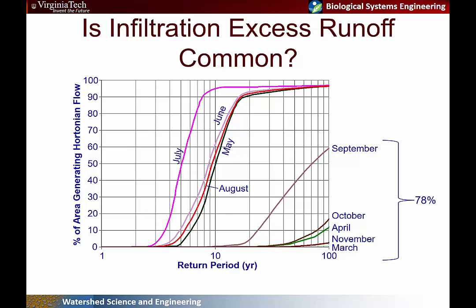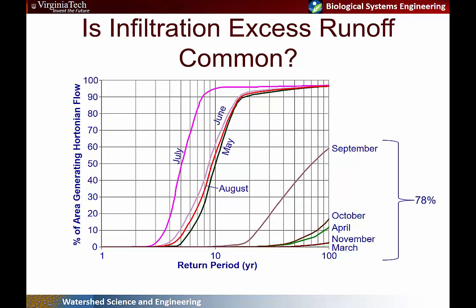So on the y-axis, it's showing the percent of the area, whether it's a field or a watershed, whatever unit you want to use, that generates that infiltration excess runoff. So from 0, no infiltration excess runoff, all the way up to 100% of the area generating infiltration excess runoff.